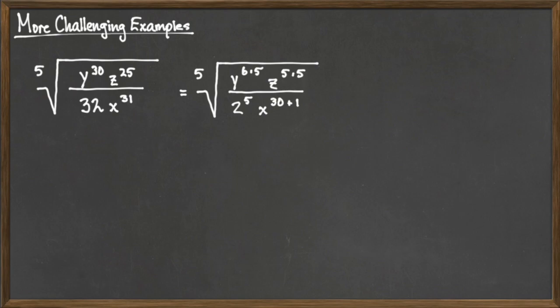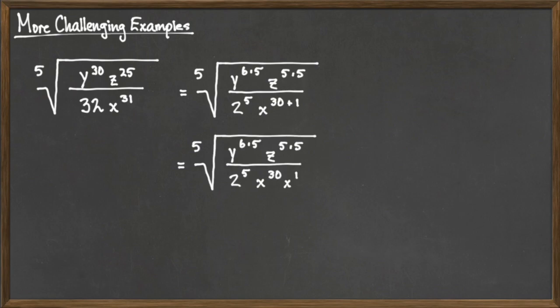And x to the 31, I'm going to write that as x to the 30 plus 1 because 30 is the largest multiple of 5 less than 31. Again, I'm trying to reveal every possible multiple of 5 in the exponents, even if it means I need to additively break up numbers, like writing 31 as 30 plus 1. Let me take that x to the 30 plus 1 and split it down the middle so I can rewrite it as x to the 30 times x to the 1st.